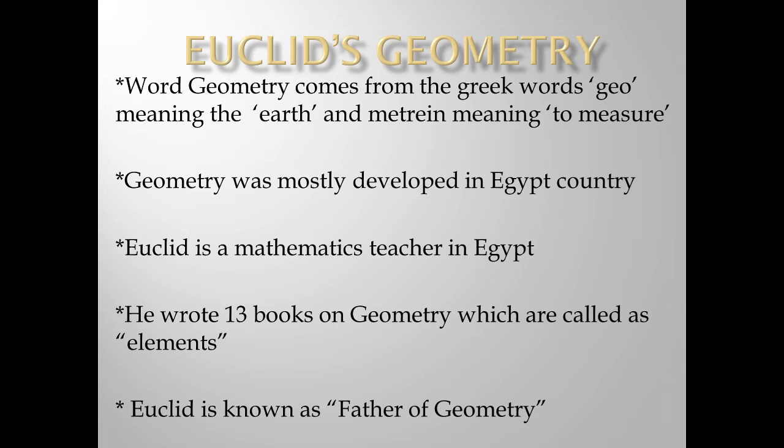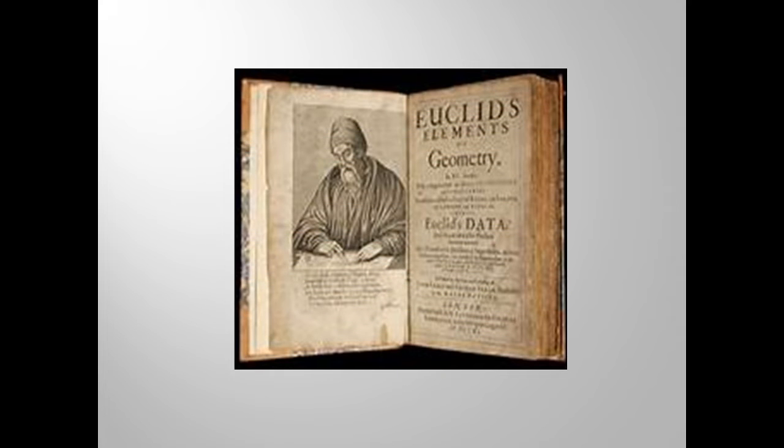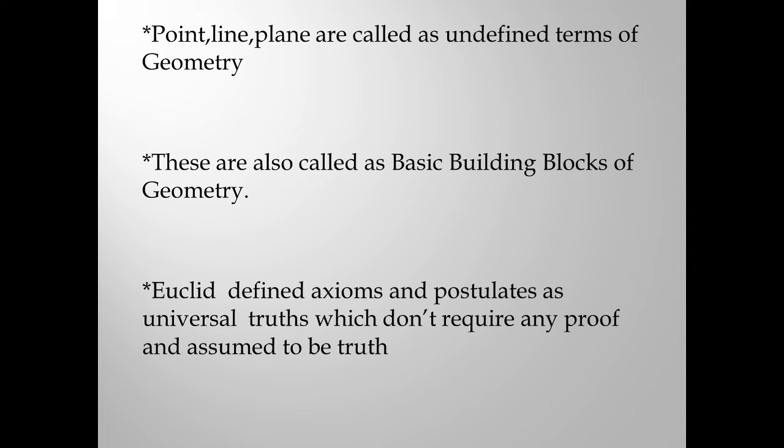He wrote 13 books on geometry, which are called Elements. Although he wrote 13 books on geometry, he was not able to define three terms: point, line, and plane. If he wanted to define those three terms, again you would need the help of some other terms. So these are called undefined terms of geometry. But without these terms, there is no geometry. So these are called the basic building blocks of geometry.